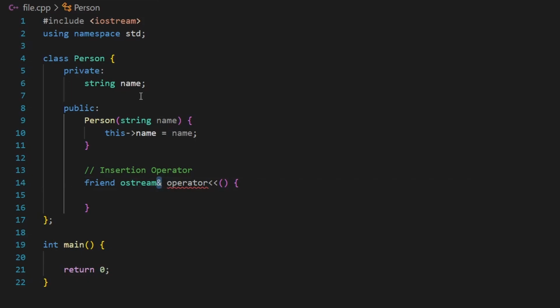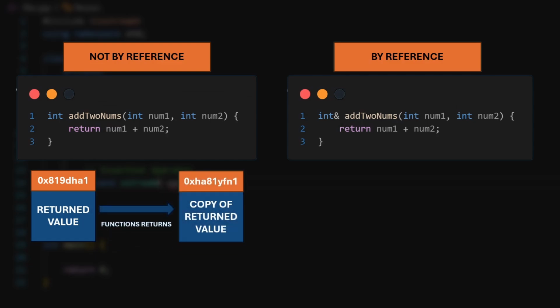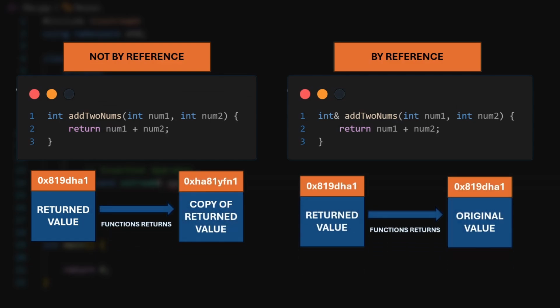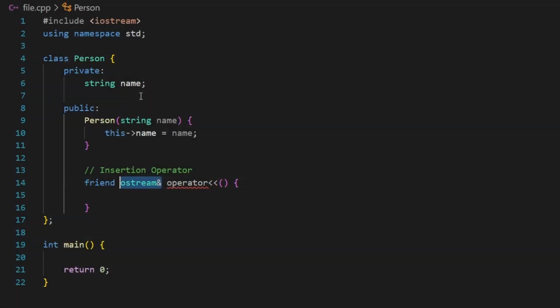And why do we have the reference operator after the return type? Well, this basically means that we want the return object ostream by reference. We know that functions return something, right? This returned object will be stored inside memory. When we put the reference operator on the return type, we mean we want to get the original value in memory. However, if we take it off, that means the function will return a copy of the returned value that's stored in memory. That is why I mentioned this reference operator.